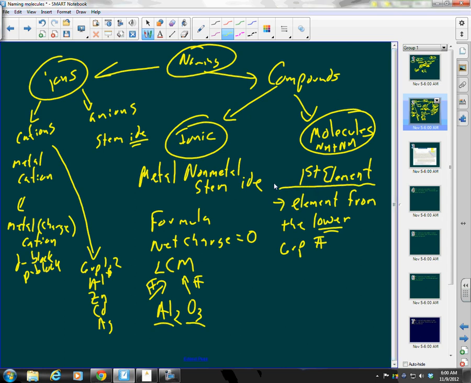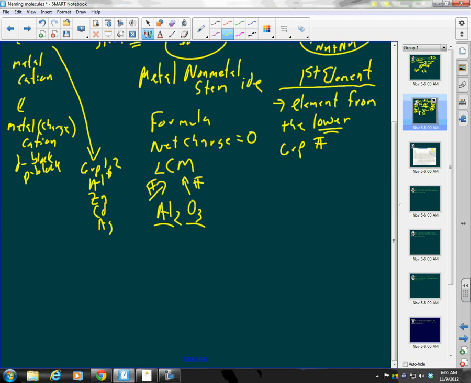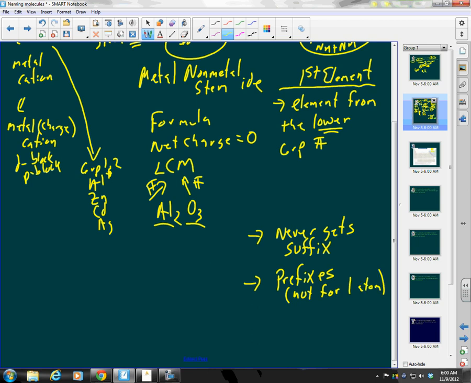Good. Now, further rules on my first element. The first element is from the lower group. The first element never gets a suffix. Second, prefixes. It does get prefixes, but not for one atom. If you only have one atom, then there's no prefix.